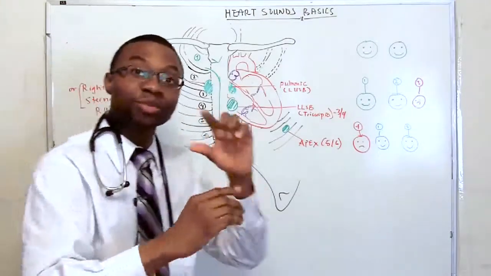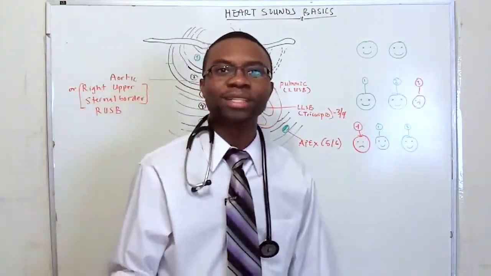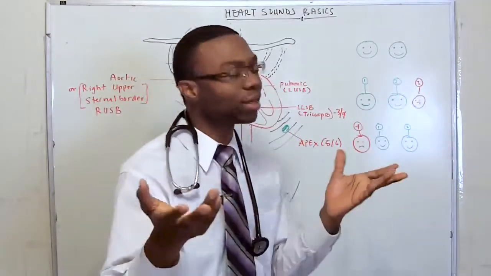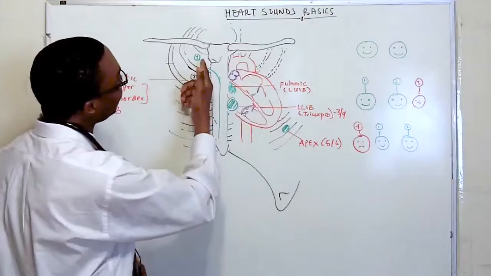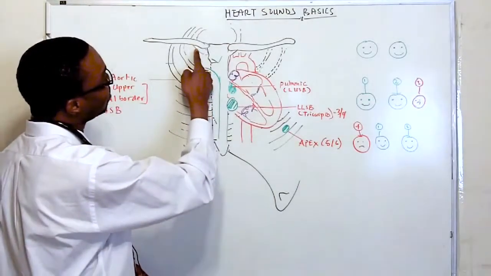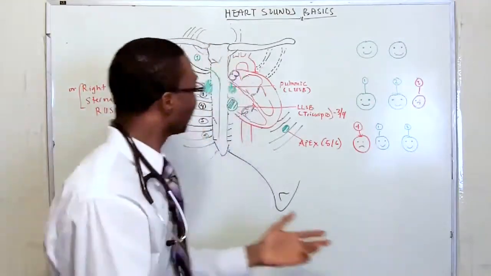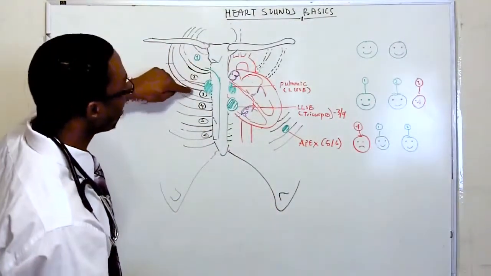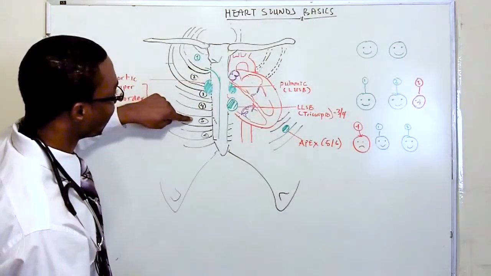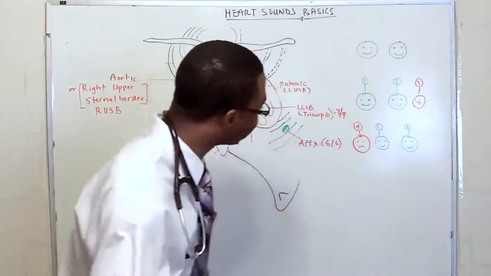Now, in between each rib is a space, and we have a fancy name for it. We call it the intercostal space. So the first space between the first rib and the second rib is the first intercostal space. Can you imagine that? Rocket science. So this is the first intercostal space, second, third, fourth, fifth, sixth, and the list goes on and on, which I'm not going to talk about.